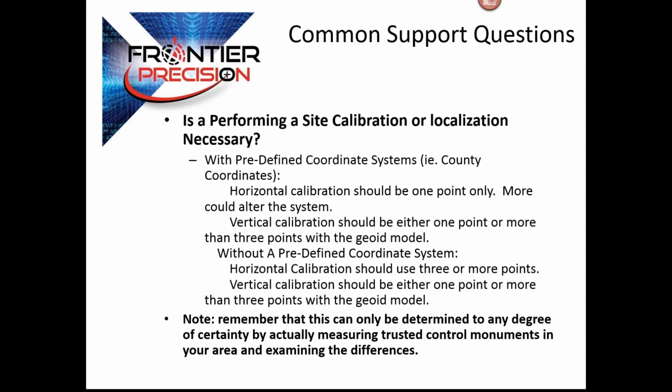If you do not pick a predefined coordinate system like state plane or Minnesota County coordinates, and you choose no projection, no datum, then your horizontal calibration should include 3 or more points, and your vertical should include 1 for small projects, or 4 or more points of vertical. And a big note here, remember that this can only be determined to any degree of certainty by actually measuring good control monuments in your area and examining what those differences are. And that's what we should be doing with any GPS or any type of surveying, whether it's using VRS or a single base.